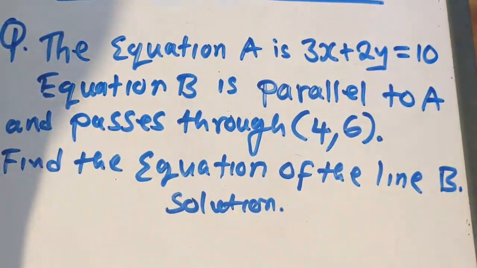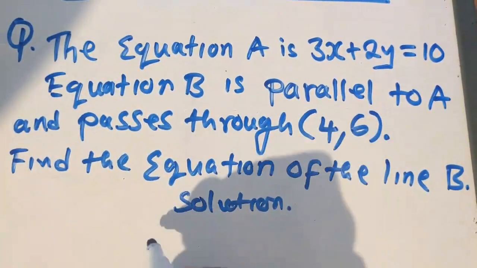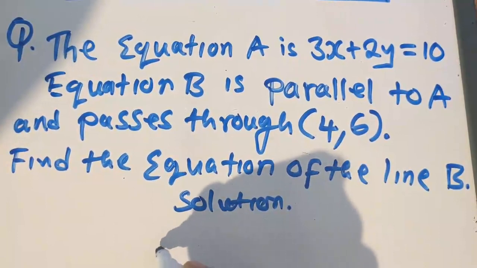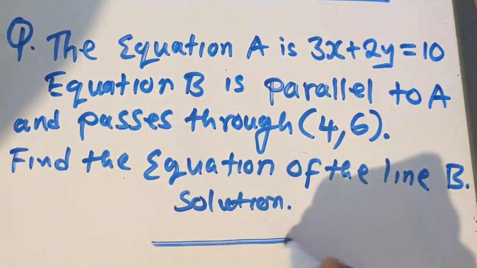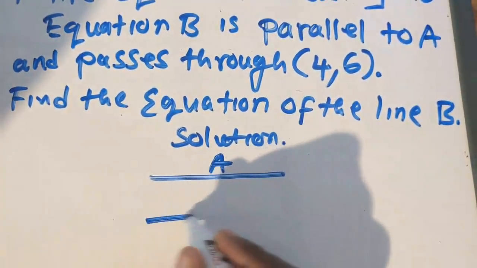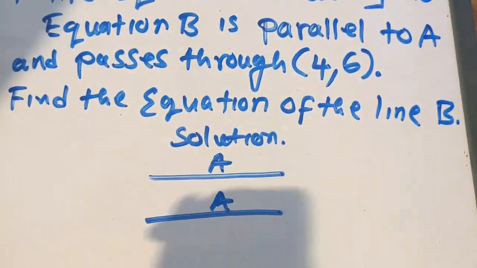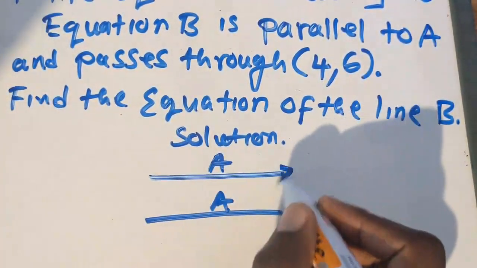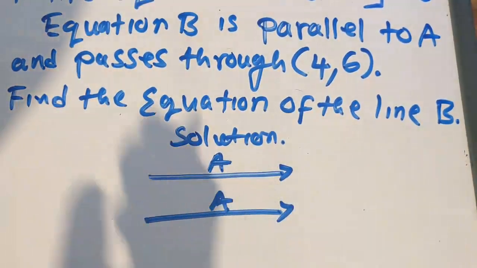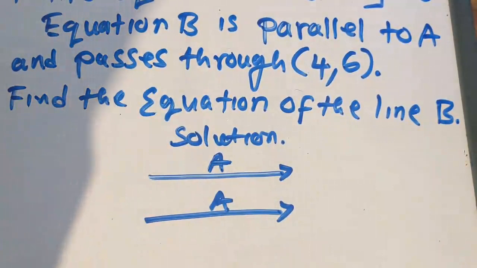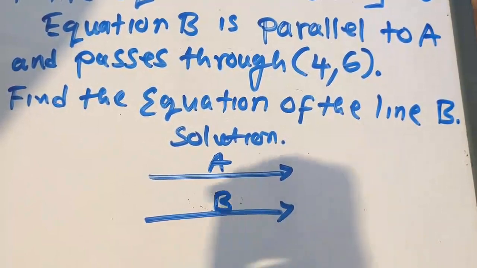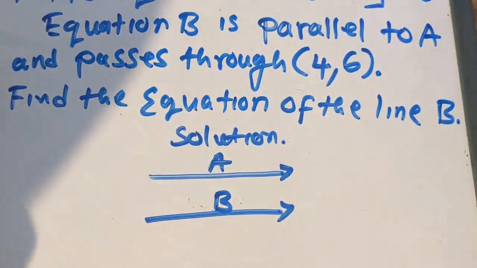So there are two equations, A and B. This is A and this is B. They are saying that they are parallel. They go in the same direction, but they will never meet. So what you need to know is that they have the same gradient.